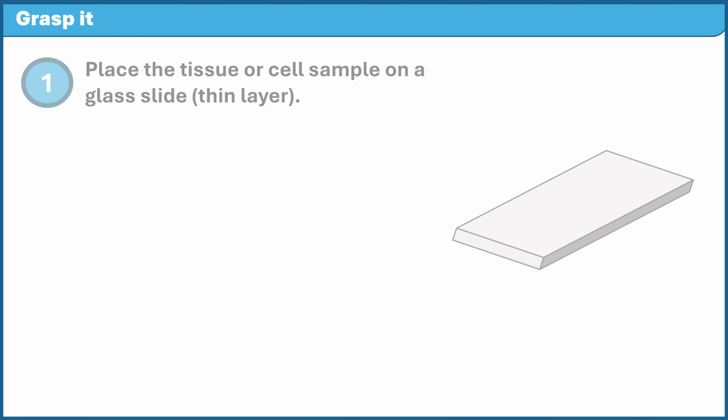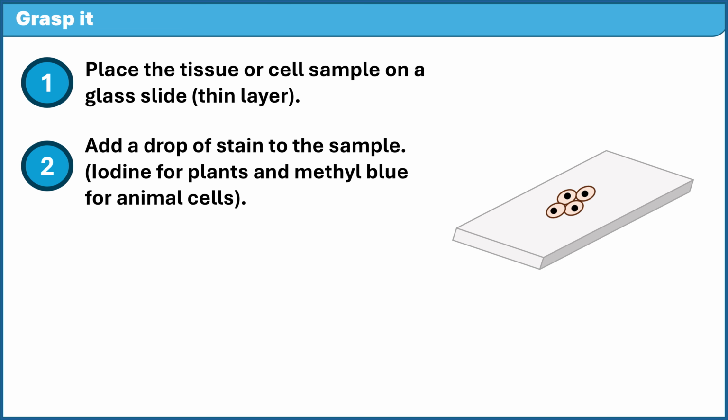Now let's talk about how to prepare a slide step by step. Firstly, place a thin layer of your sample, like onion cells for example, on a clean glass slide. Then add a drop of stain, for example iodine if you're using plants, or methylene blue if you're using animal cells. Remember for the exam that stains help to highlight cell structures, because cells are mostly water, so without them it's like trying to find a salt crystal in a tub of sugar. You simply won't be able to see the cell very clearly.